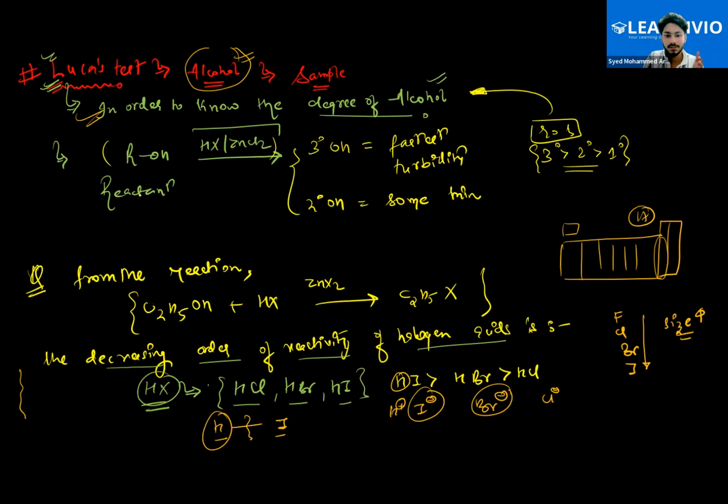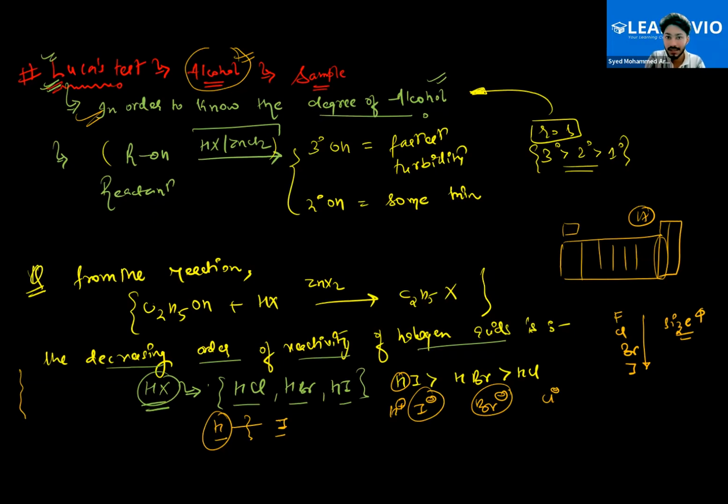But in the next chapter, this will come under the chemical properties, because this is the chemical property of alcohol. Alcohol shows this nature if I react it with the halogen acid. If it is 3 degree, the reaction will be faster. If it is 2 degree, the reaction will be slower. This is the nature of the alcohol.